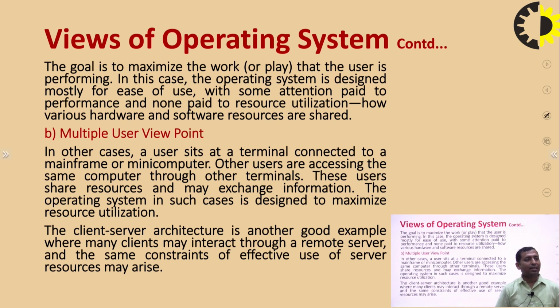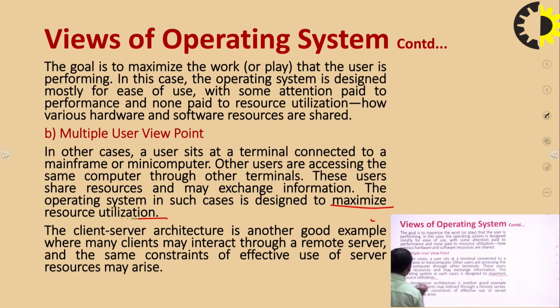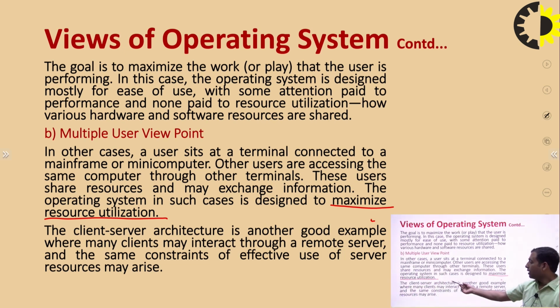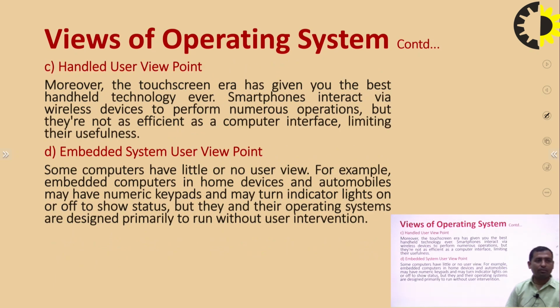Other users are accessing the same computer through other terminals. These users share resources and may exchange information, meaning there are many users sitting centrally, sharing the common processing units. The operating system in such cases is designed to maximize resource utilization. Now our focus comes to maximum resource utilization, because there are many persons using the same hardware. The client server architecture is another good example, where many clients may interact through a remote server, and the concern of effective use of the server resources may arise.